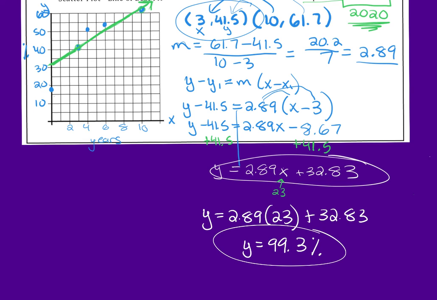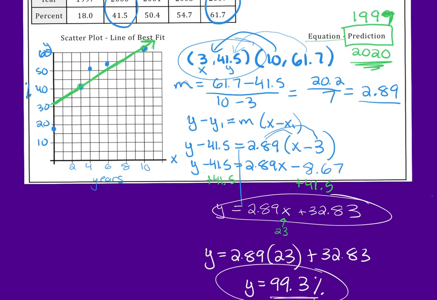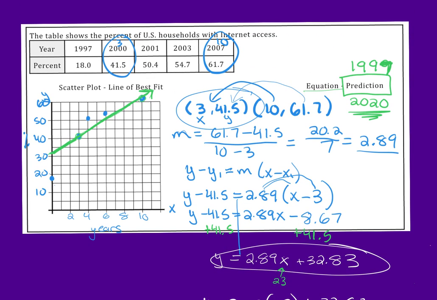So this is all just estimating and predicting. It's not perfect. In 2020, there's probably not that high of a percent with internet access, but that is the idea of just collecting information, estimating, making predictions. And obviously, if we had a lot more data points, you can come up with a better estimate.